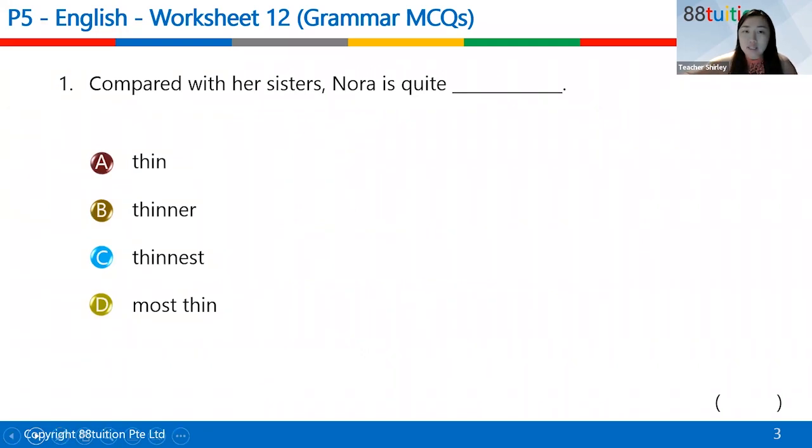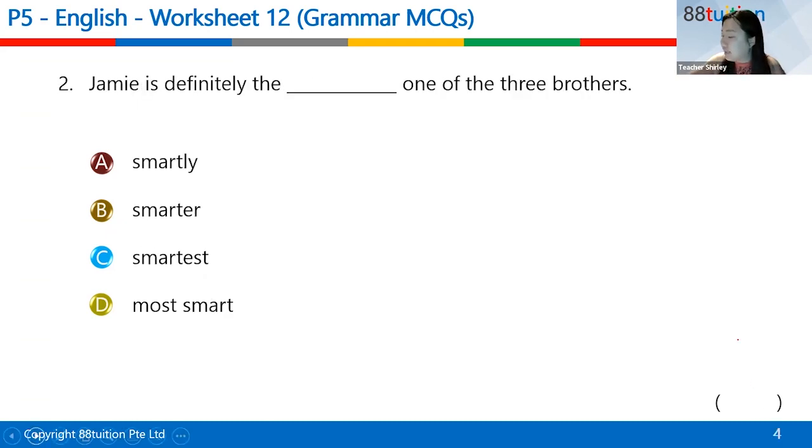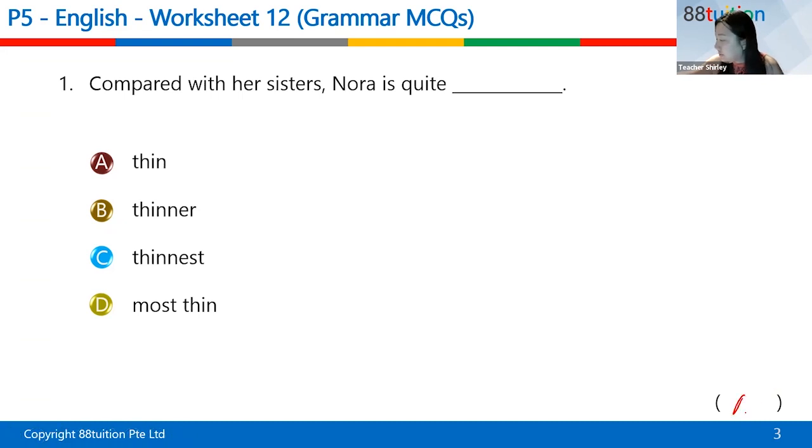Compared with her sisters, Nora is quite... I think all of you answered it correctly. Any volunteers? Bin Xuan. A. Yes, very good. Okay, because we already said it's a comparison. So therefore, this one is just quite thin. So answer is A.